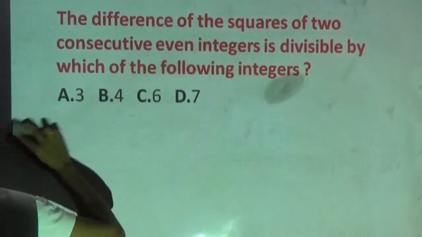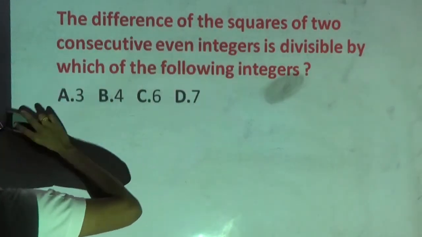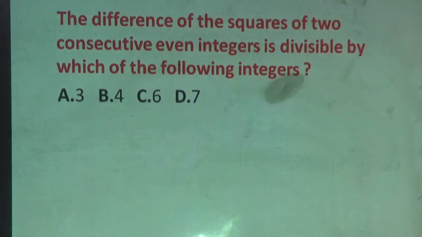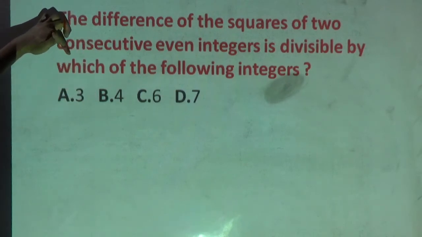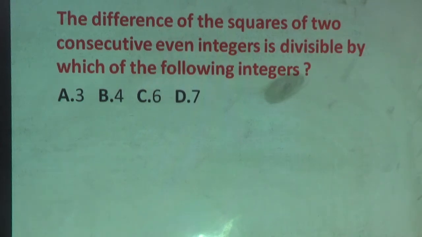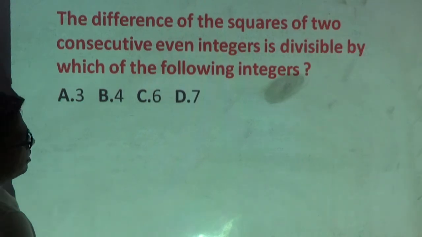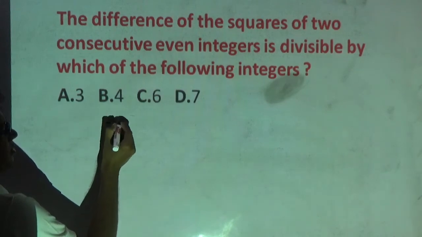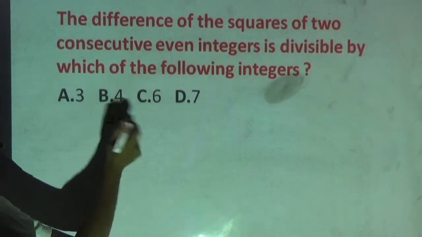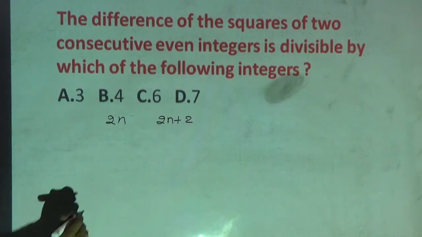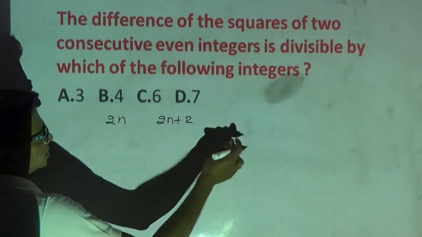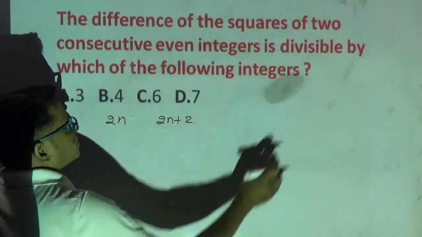Next. The difference of the squares of two consecutive even numbers. They have told you to take two consecutive even numbers, and their difference of squares is divisible by which of the following numbers. Now, I don't know which number to take. So what do you mean by an even number? The general formula is 2n. The consecutive even number after 2n is 2n plus 2. These are the consecutive even numbers. The next number is 2n plus 4, then 2n plus 6, like that.